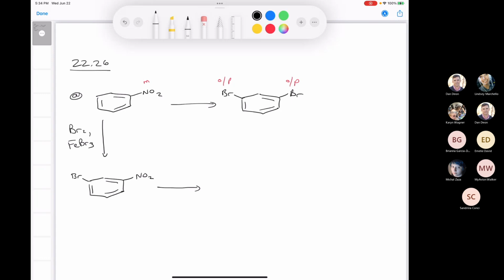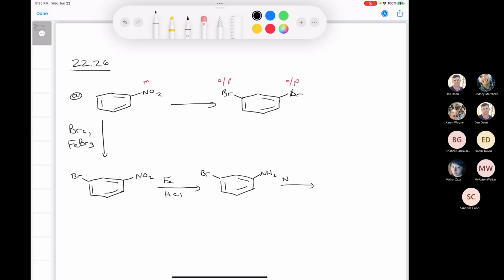First, what we would do is reduce this to an amine. So we could use iron or zinc. Let's just use iron, and you can put HCl or you could put aqueous acid. Either one is totally fine. And that will give you the amine. So we have our bromine here. We have our amino group. Now we can diazotize it.